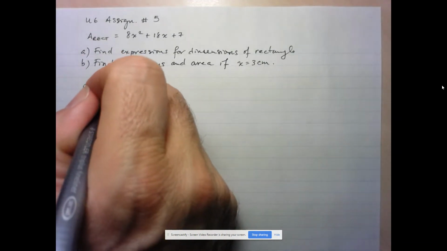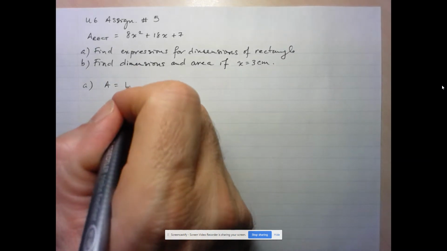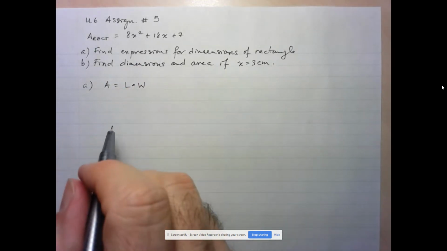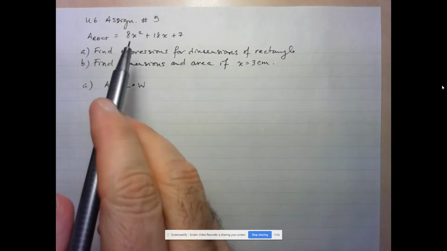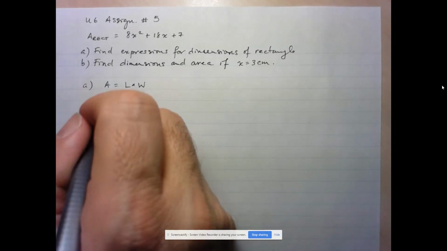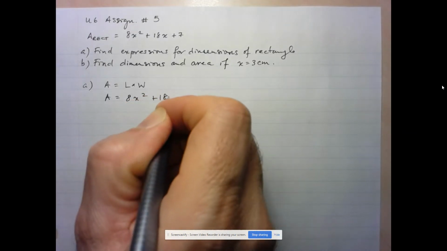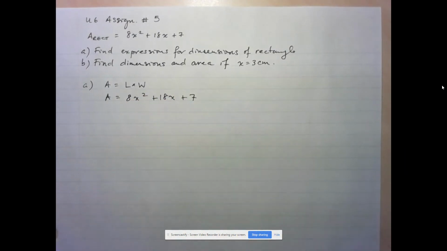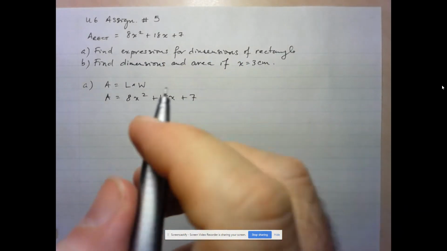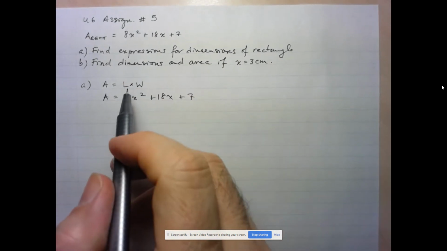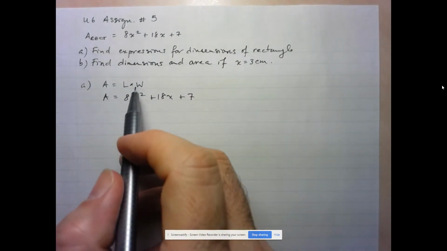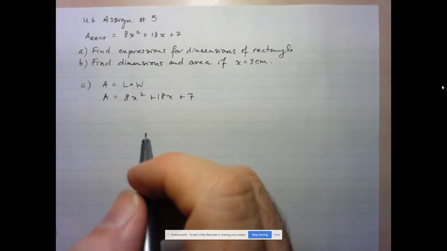Okay, so we know that area is given by the length of the rectangle times the width of the rectangle. So that gives us a way to proceed in this question here. So what we want to do is take that area, 8x squared plus 18x plus 7, and write it as the product of two expressions. Okay, so in other words, we're going to try to factor it.